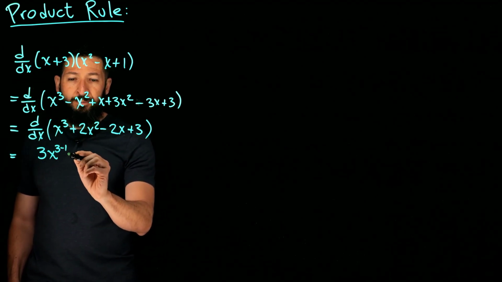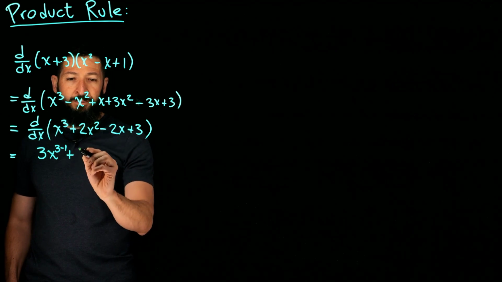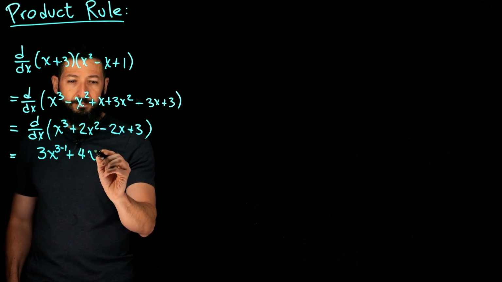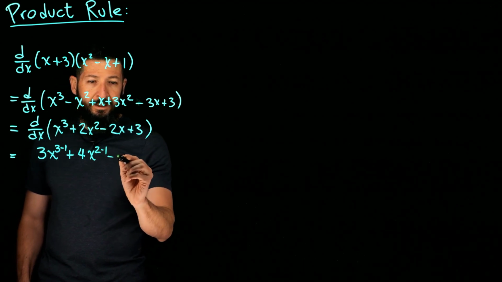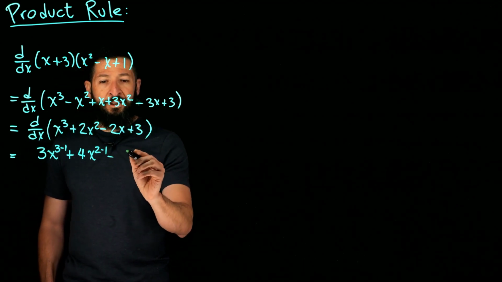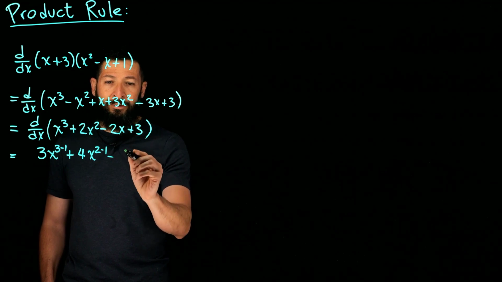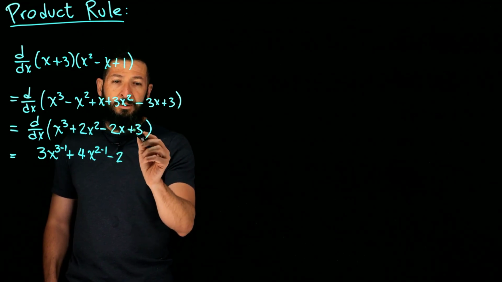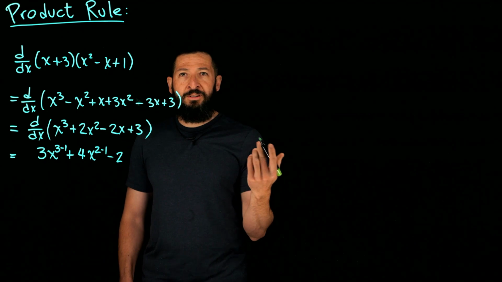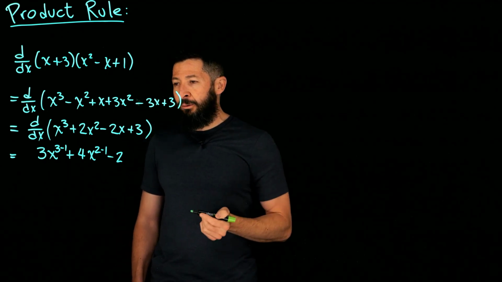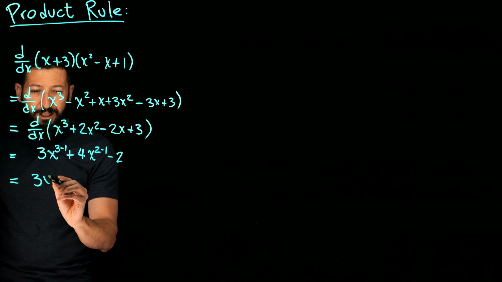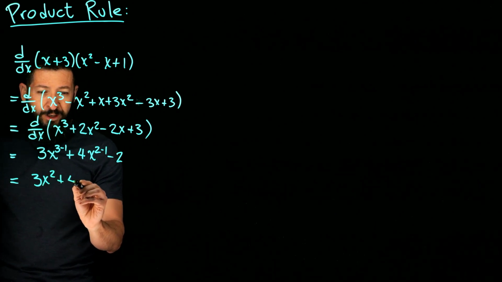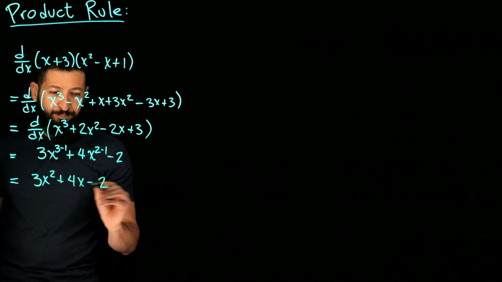Here we drop the 2, so that gives me 2 times 2, 4, subtract 1 from the exponent. And this one is just the derivative of 2x, which is going to be just 2 times the derivative of x, which is 1, 2, plus the derivative of 3, which is the derivative of a constant, that is equal to 0. So we get the derivative to be 3x squared plus 4x minus 2.